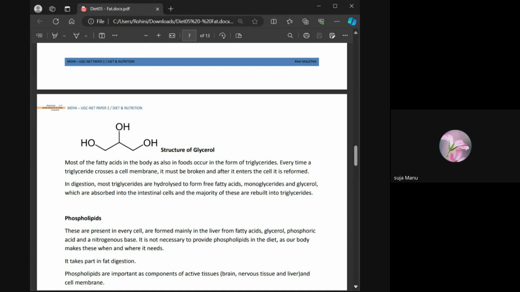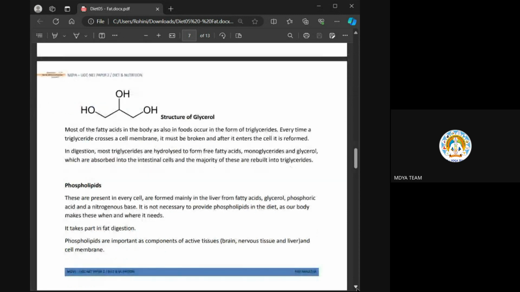Okay, ma'am. Next is the phospholipids. Phospholipids are also a type of lipid which has glycerol and two fatty acid chains attached to the first two carbons. And at the third position of the carbon, a phosphate group is attached. That's why the name is phospholipid.